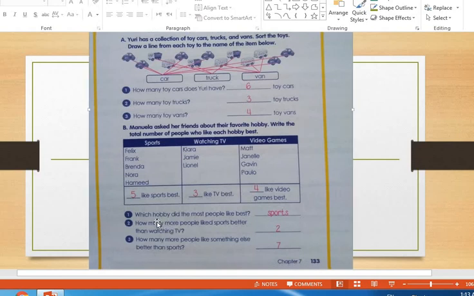Which hobby did the most people like best? Okay, here it will be sports because they have the greatest number of people. How many more people like sports better than watching TV? So here I'm going to make what? I'm going to subtract: people who like sports minus people who like TV. 5 minus 3. So the answer will be 2.